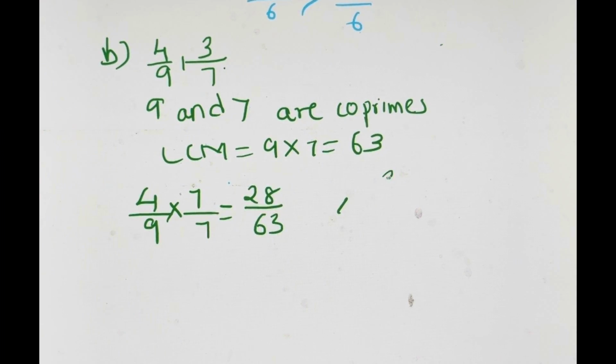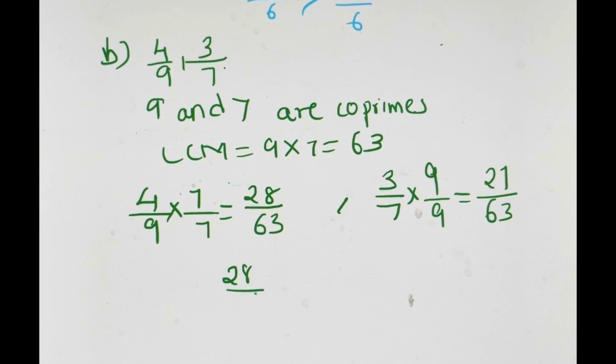And the other fraction 3 upon 7 will be multiplied with the other denominator, that is 9. So 9 3s are 27 upon 7 9s are 63. Now the denominators are same, so we can say 28 upon 63 is greater than 27 upon 63. This is answer number B.